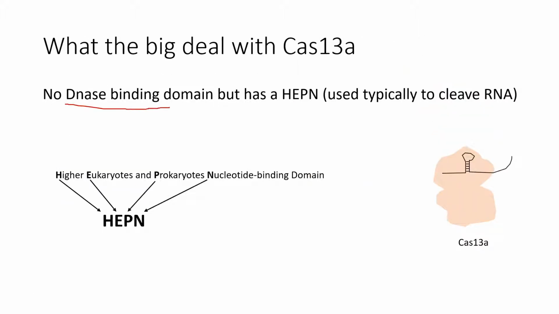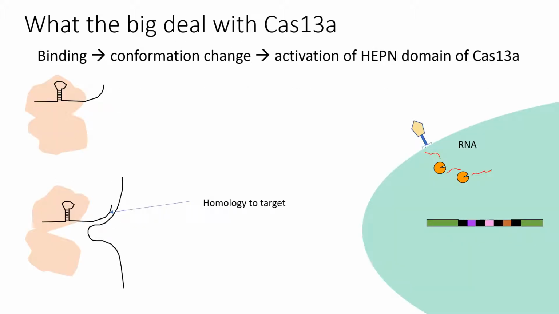So it doesn't have a DNA binding domain because it's going to be attacking RNA. It has a HEPN domain, a higher eukaryotic and prokaryotic nucleotide binding domain. So it cleaves RNA. That's what this domain does. So we have Cas13a, and there's binding via a target sequence. It finds that RNA virus, in this case, and it does homology. And remember, it acquired that through spacer acquisition. So it took that RNA and then inserted it as a DNA into the CRISPR locus or CRISPR array.